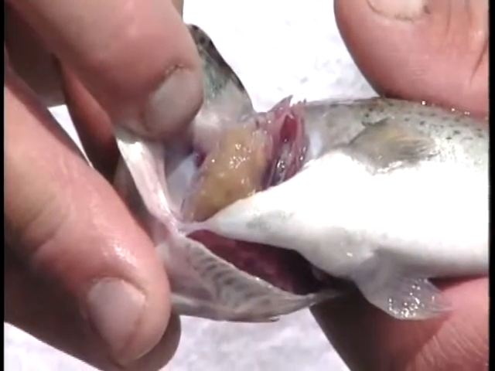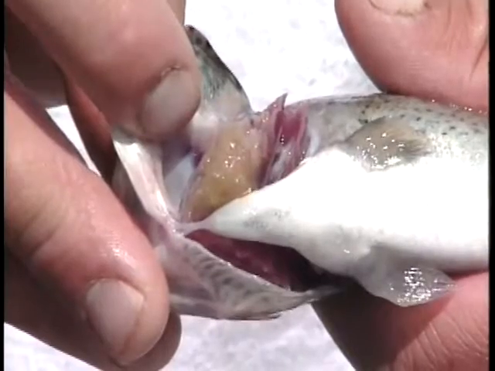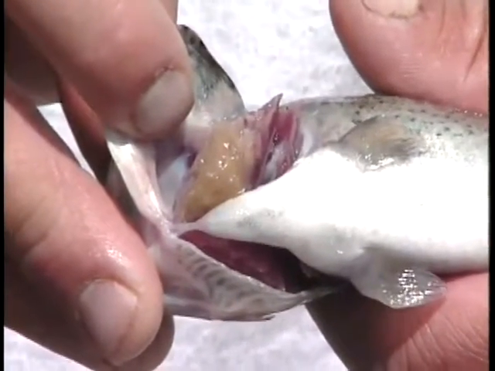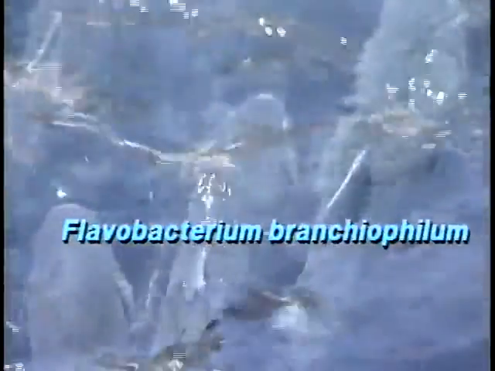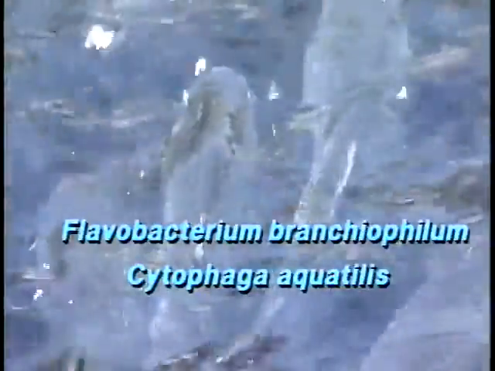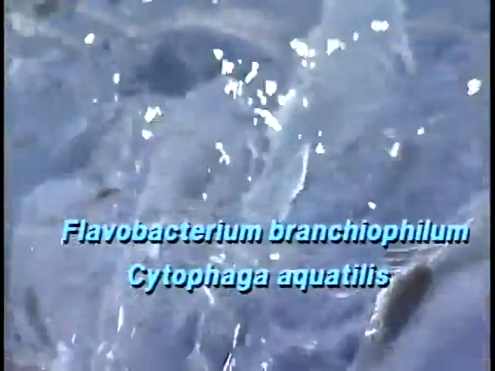Bacterial gill disease is characterized by swollen gills covered with debris, including environmental bacteria. The extensive swelling causes the gill covers, or operculum, to flare away from the trout's body, and the gills can be seen protruding from the operculum. The bacteria Flavobacterium branchiophilum and Cytophaga aquatilis have been isolated externally from trout with bacterial gill disease.